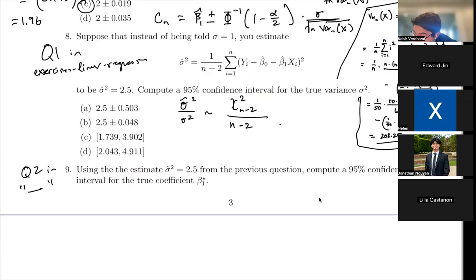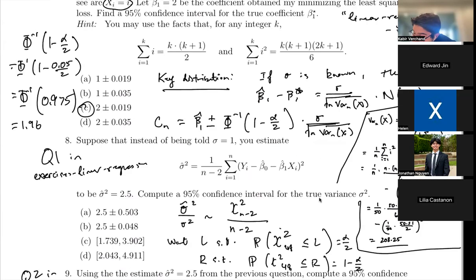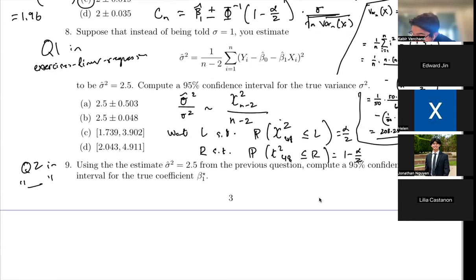In order to do that, we want L such that the probability that a chi-squared with 48 degrees of freedom is less than or equal to L is equal to alpha over 2, and R such that a chi-squared with 48 degrees of freedom less than or equal to R is equal to 1 minus alpha over 2. Now, why 48? This comes from the fact that we have n equals 50 observations. And here, the distribution that we're interested in is the chi-squared with n minus 2 degrees of freedom. So n minus 2 here is 48.